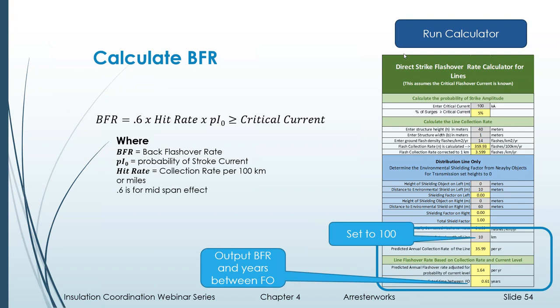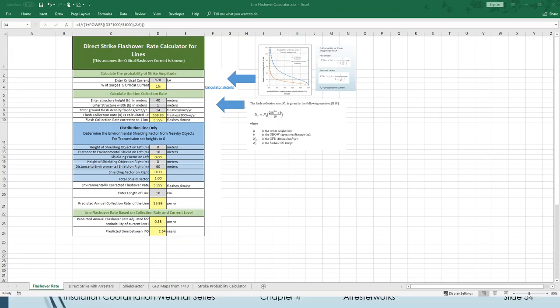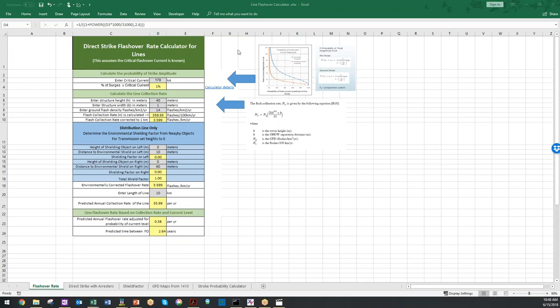So for a 10-kilometer line, let's bring up the calculator and just do it the real way. There, can you see that? So for our line, we had 100, we had 90 kA. We have a ground flash density of 14. Enter the length of line as, say, 100 kilometers.